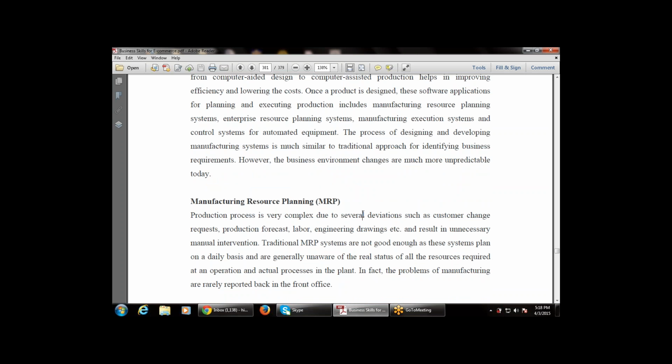So this says the production process is very complex due to several reasons, such as customer change requests, production forecast, labor, and engineering drawings, etc., and results in unnecessary manual intervention. That is the MRP, that is manufacturing resource planning. That is planning for the manufacturing resources, that is, what is the resource that is used for the manufacturing.